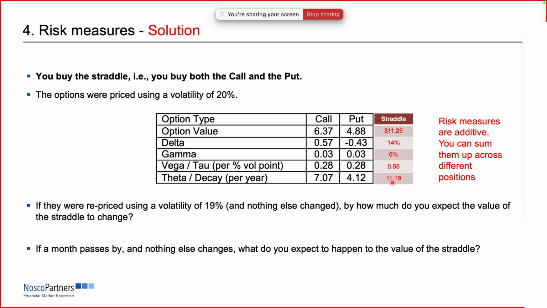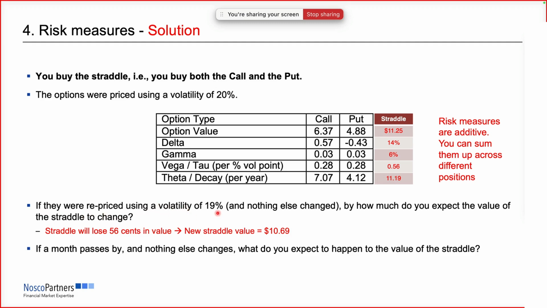Or if you then calculate this per day, right? $1 per month, and you would have to divide it by 30. That's about 3 cents per day. That's the decay of this whole position. Now it's very, very easy, with that, to go through the questions.